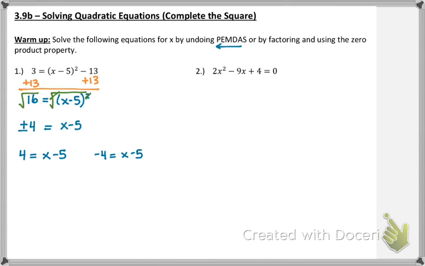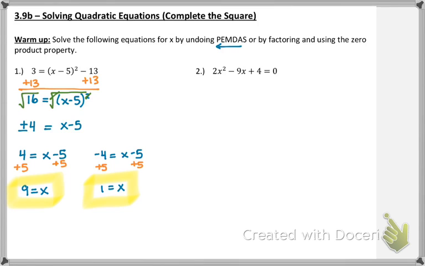And then we solve for x. So plus 5 on both sides. And we get x is equal to 9 and x is equal to 1. And those are our two solutions. Remember to check to see if these are correct. You can substitute them back into the equation to see if it makes the equation true.